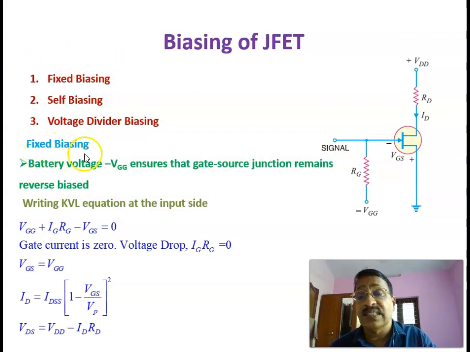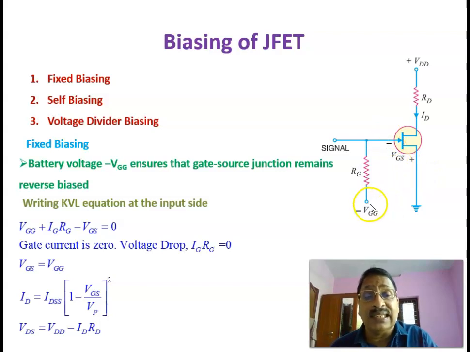Therefore, let us see the fixed biasing. Fixed biasing means here, this is a circuit diagram for a fixed biasing, in which we are connecting a constant, high value of resistance RG, and it's applying a negative voltage VGG. Minus VGG is applied here. The battery voltage of minus VGG ensures that the gate to source junction remains reverse biased, because as you know, in an n-channel JFET, in order to work in the active region, the gate to source voltage should be reverse biased.